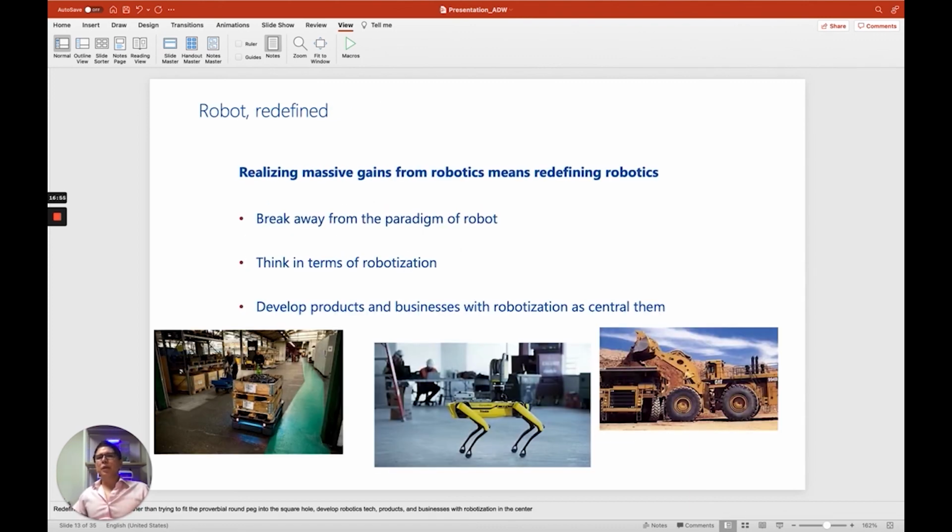So really, we need to redefine what a robot is, to put ourselves in a mindset to realize massive gains from robotics. We have to break away from the traditional paradigm of robots and think in terms of robotization, and develop products and businesses with robotization as the central theme.